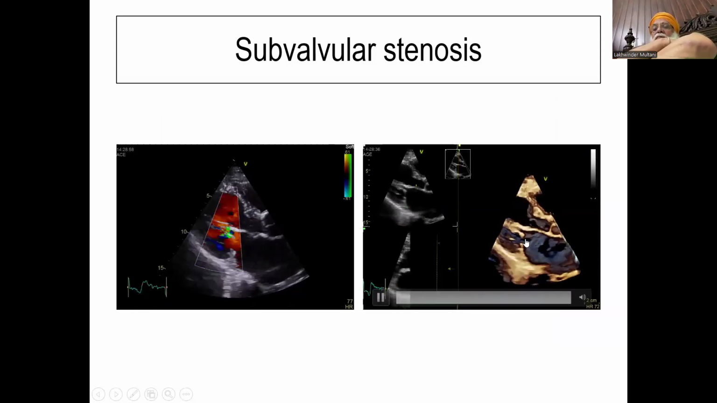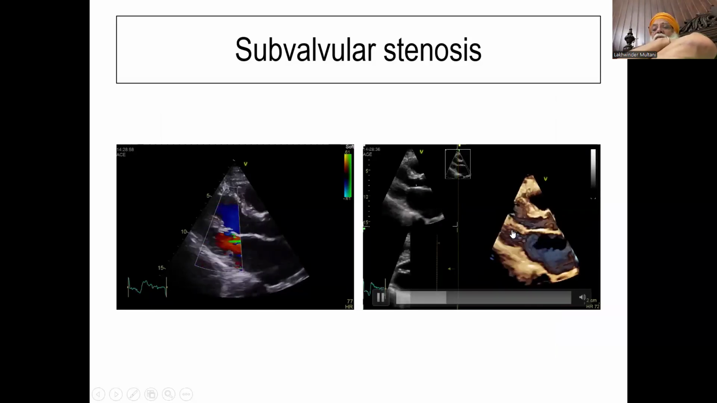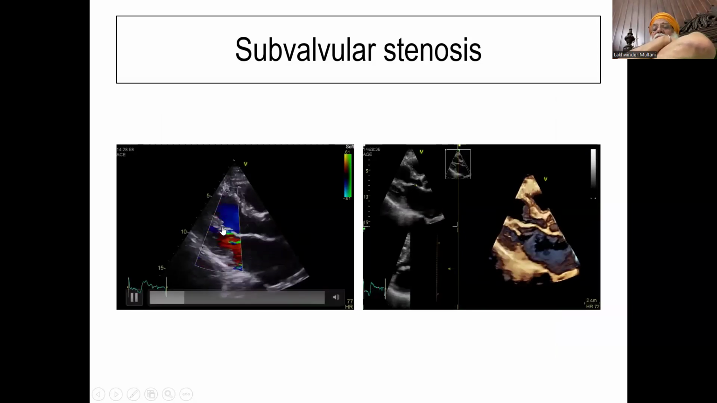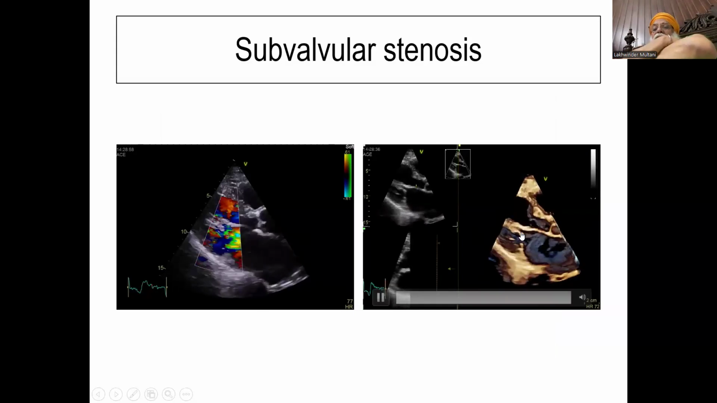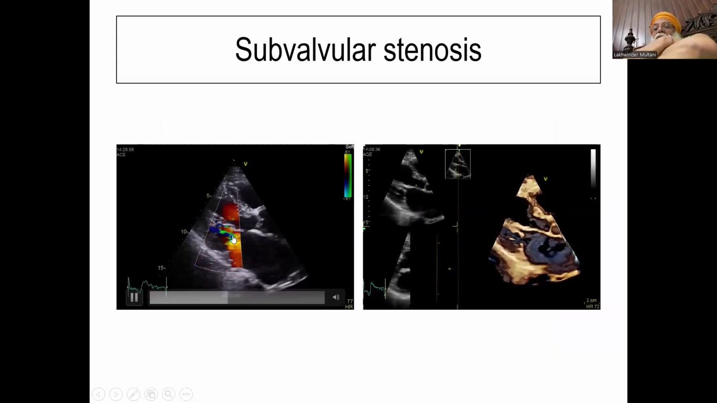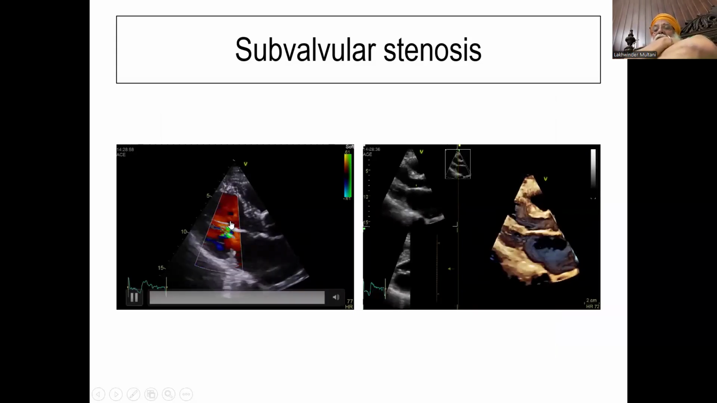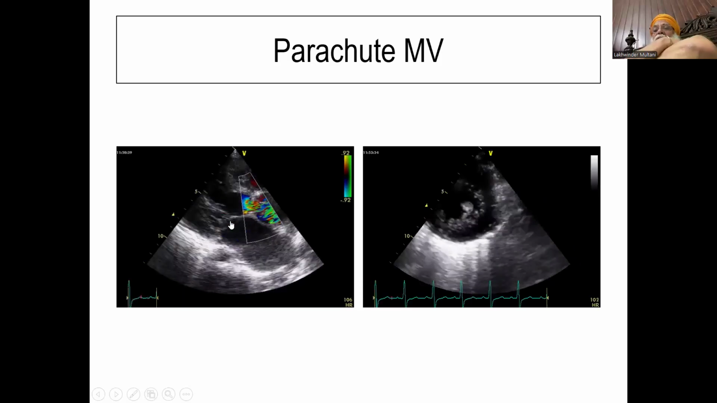Look, here's the valve leaflet in a three-dimensional chamber, and look at the subvalvular cords, which are thickened, and they're hardly opening up. And if you look at this carefully with this particular image, look, the turbulence is at the subvalvular level, not at the valvular level. Look, the turbulence is at this particular point of the subvalvular lesion.